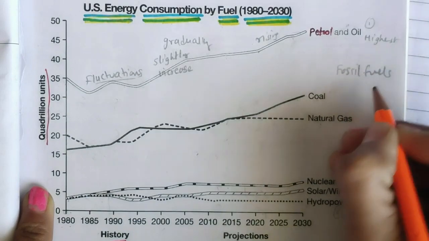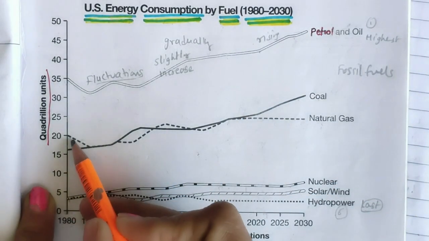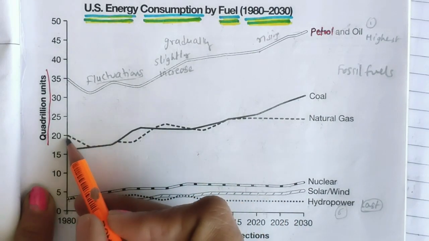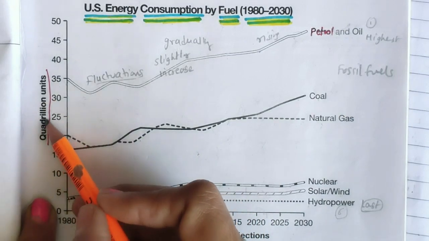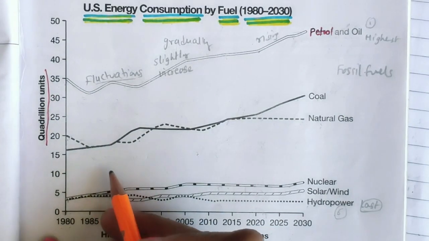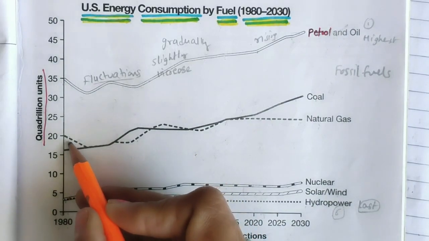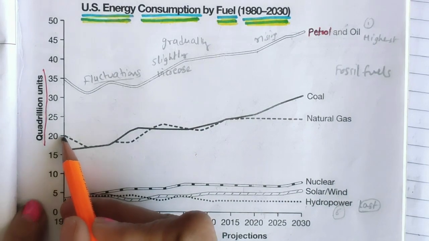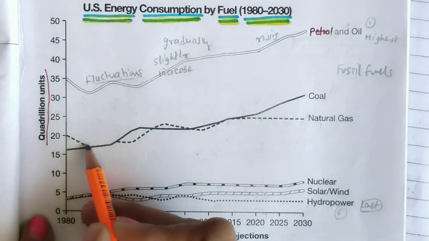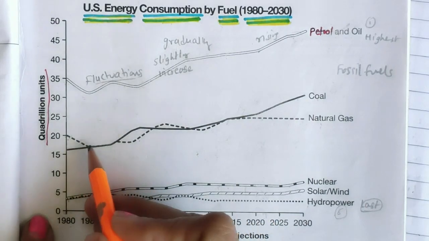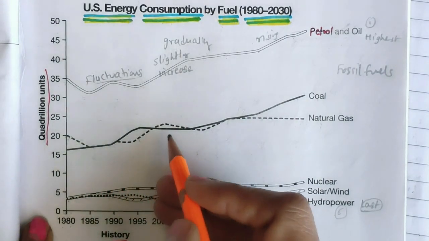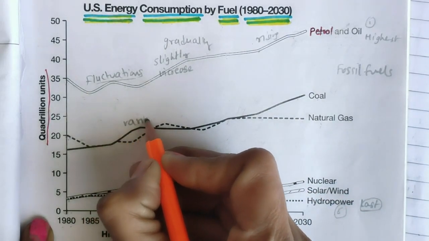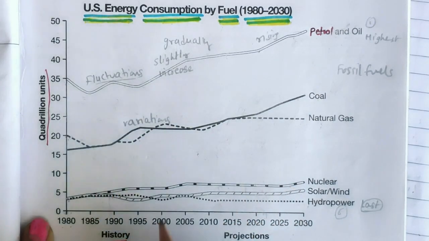These are fossil fuels. Okay, what about coal? So coal, this line started from 20 quadrillion units. It opened its account from 20 quadrillion units, and from there it decreased slightly and kept fluctuating. For fluctuating, every time we are not going to use the same word, so: variations. So variations were there, okay, variations.